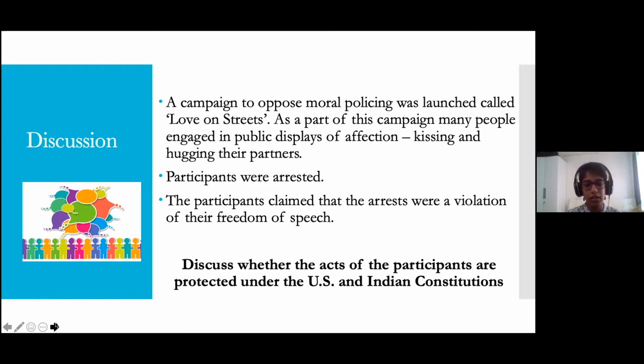So this hypothetical is that a campaign to oppose moral policing was launched, called Love on Streets. As a part of this campaign, many people engaged in public displays of affection, kissing and hugging their partners. Participants in this campaign were arrested, and these participants claimed that the arrests were in violation of their freedom of speech. Discuss whether the acts of the participants are protected under the US and Indian constitutions. So any questions at this point?